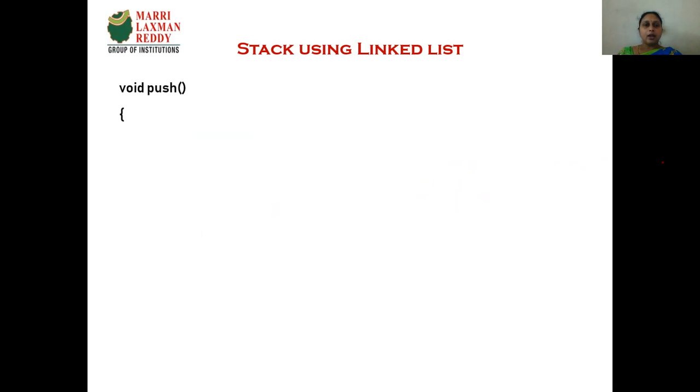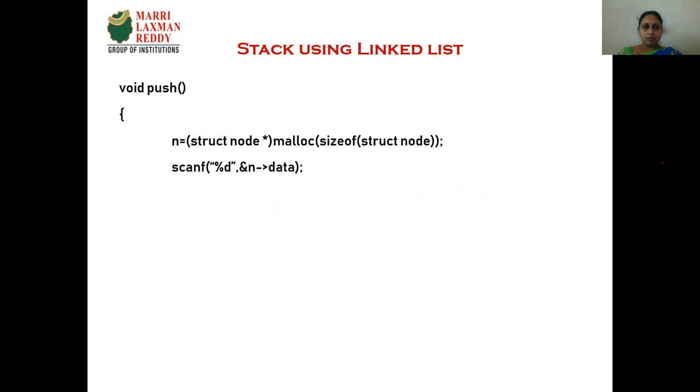In this way, we can push elements onto the top of the stack, representing the top element with top only. Coming to the code, we are writing the push operation itself. First, allocate the memory, then read the data value, and assign n arrow next equal to none. Now we make the connection between the node which is already present and the new node you are going to create. We make the link between them by assigning n arrow next equal to top. Now the node you have created should become the top element, so we use top equal to n. In this way, we have the implementation of push in stack using linked list.